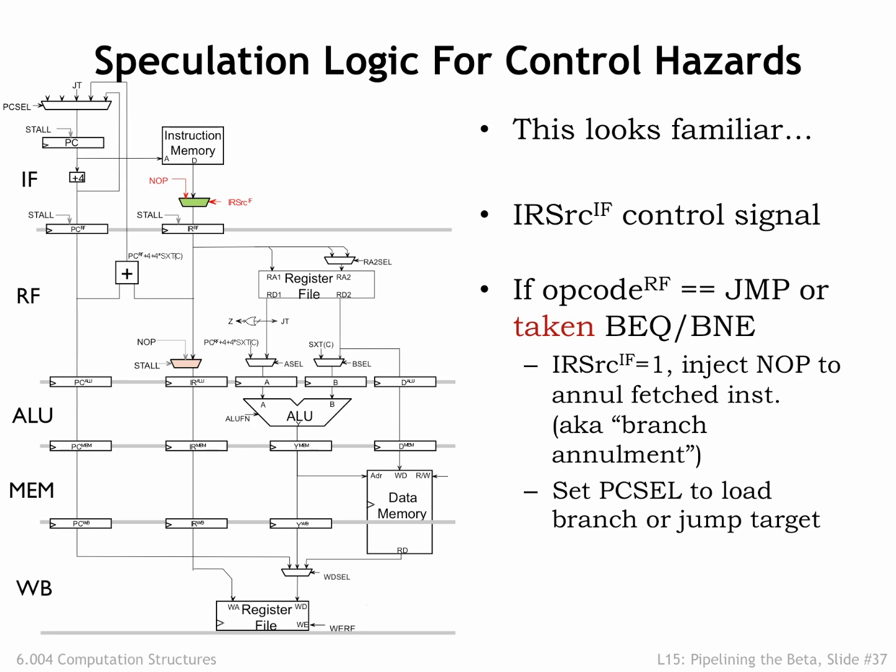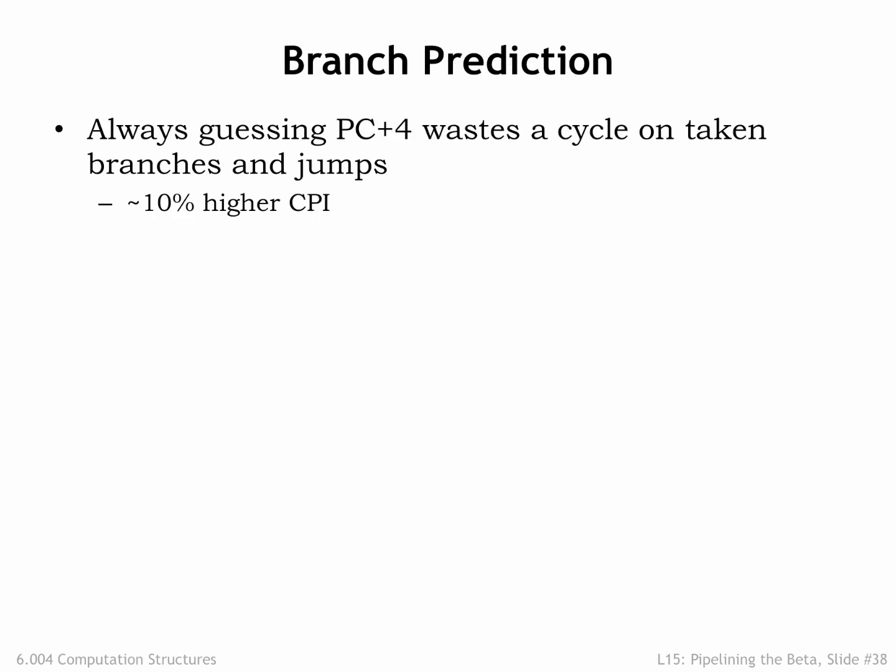We'll be using the same data path circuitry as before. We'll just be a bit more clever about when the value of the IR source IF control signal is set to 1. Instead of setting it to 1 for all branches, we only set it to 1 when the branch is taken. Our naive strategy of always speculating that the next instruction comes from PC plus 4 is wrong for jumps and taken branches. Looking at simulated execution traces, we'll see that this error in speculation leads to about 10% higher effective CPI. Can we do better?